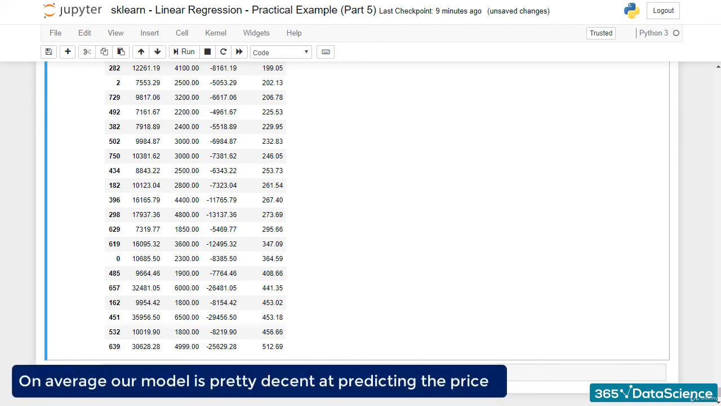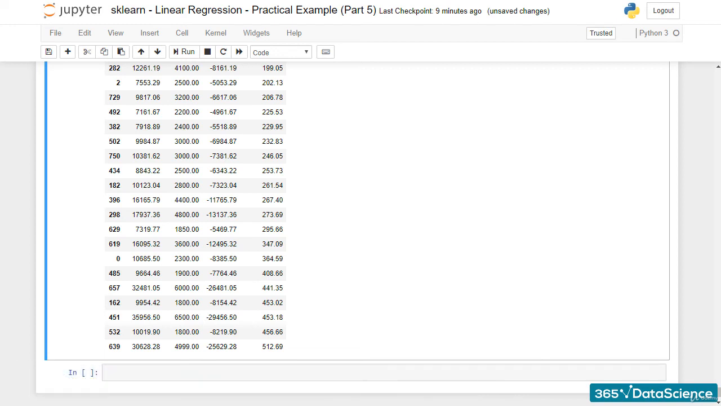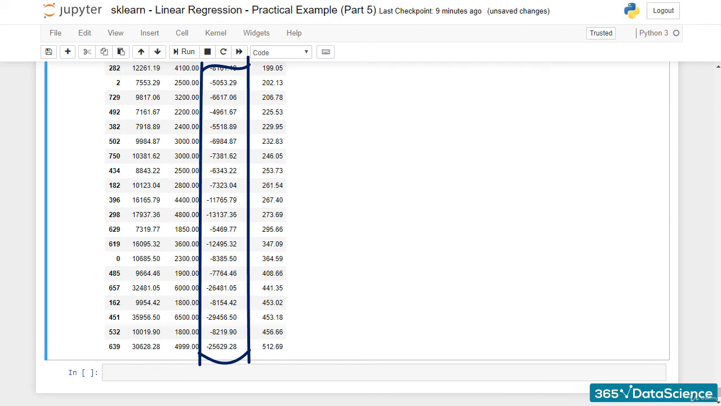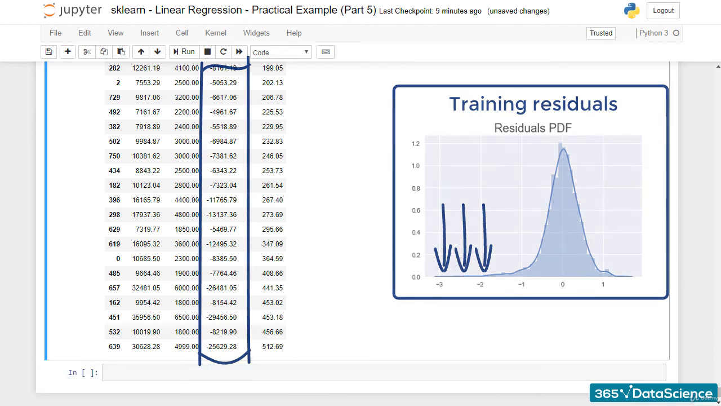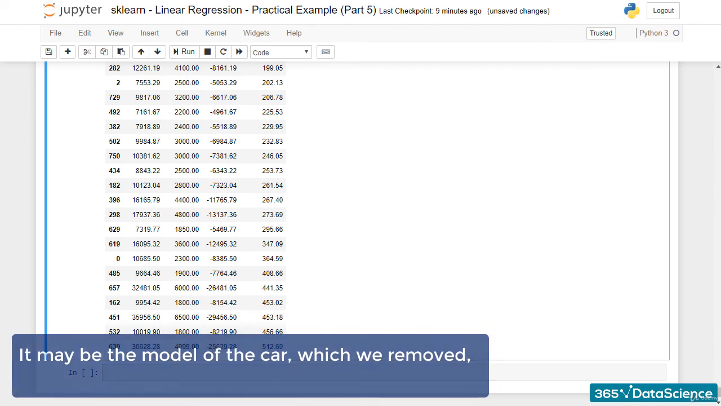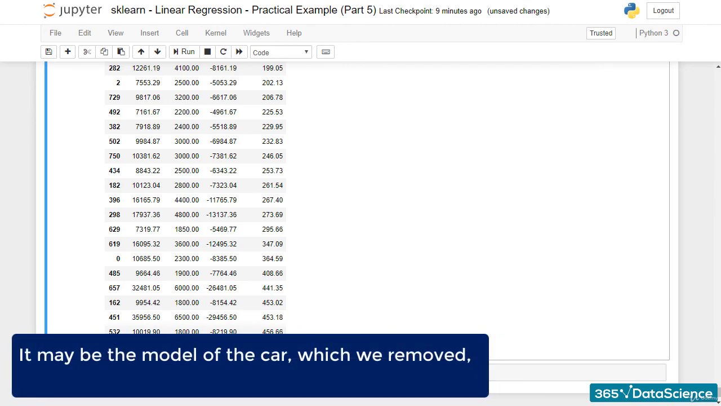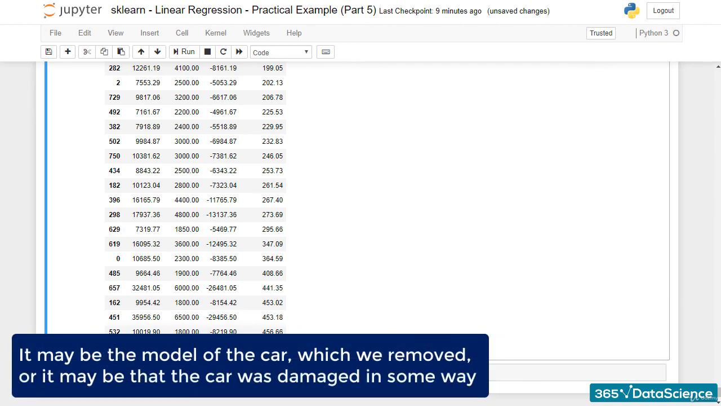On average, it is pretty decent at predicting the price. For these last samples, though, it isn't. An important note is that all residuals for these outliers are negative. Therefore, their predictions are higher than the targets. An explanation may be that we are missing an important factor, which drives the price of a used car lower. It may be the model of the car which we removed at the beginning of the analysis, but it may also be that the car was damaged in some way, a piece of information we did not initially have.